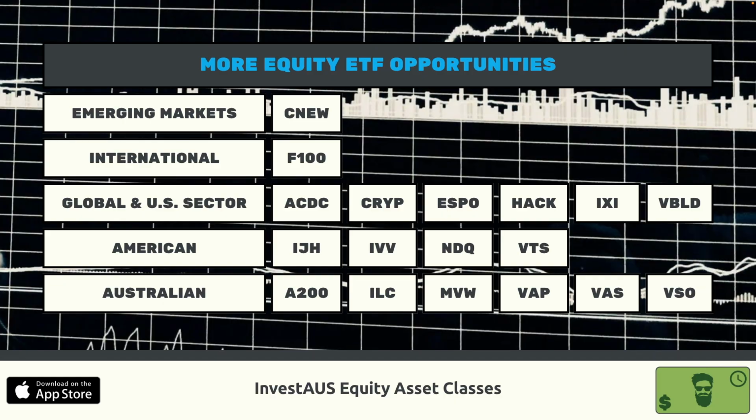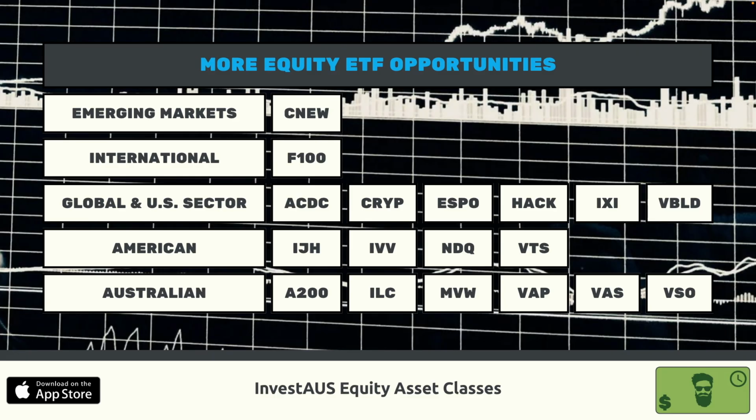Now there are other ETFs that also made pretty good portfolios. In the emerging markets, CNU will invest in China. In the international funds, F100 will take care of the United Kingdom. ACDC looks at electric vehicles. CRYP if you like crypto. ESPO if you're a gamer. HACK if you like cybersecurity. IXI if you're a consumer staples investor. Or VBuild if you like global infrastructure.